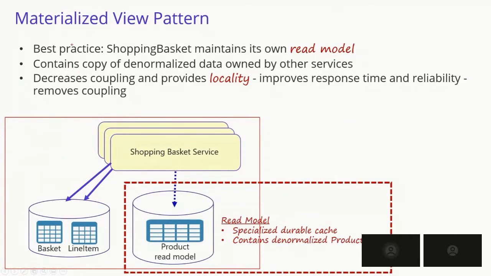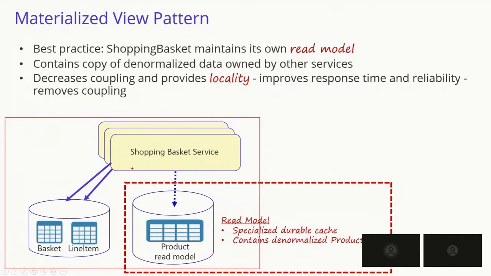So again, this is called the materialized view pattern. It's a best practice that we see across microservices. And again, this is where a service needs to use data that another service owns. It's typically more efficient and a better practice to put a copy of that data into the actual service itself to avoid those synchronous, direct, cross-service calls that can get us in trouble. So again, we decrease the coupling, and now we have locality, meaning the data is in the actual process. We improve response time, we increase our reliability. We're getting rid of that coupling.